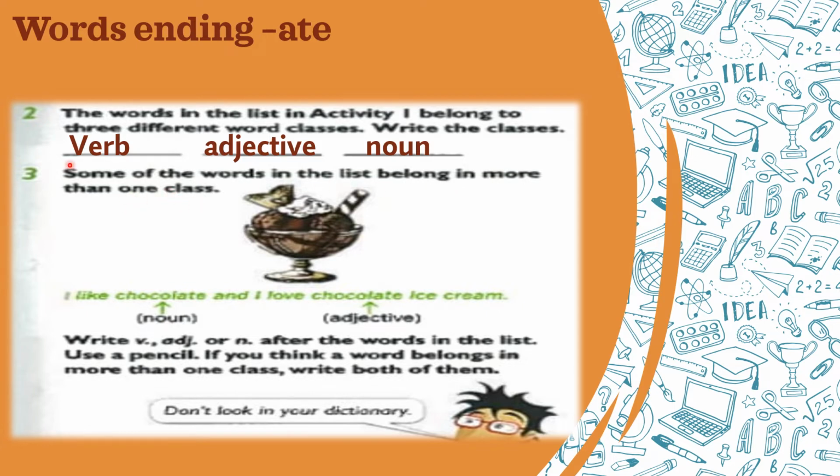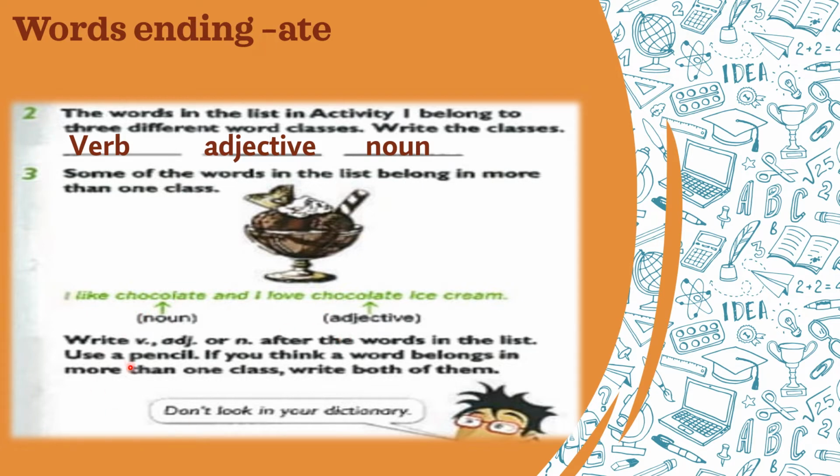يعني في منهم إجا مش بس verb، لا verb and adjective, or we can use them verb and noun, and so on. Like what? Look at this example. I like chocolate and I love chocolate ice cream. Look at the first one. I like chocolate. Chocolate here is a noun. But in the second sentence, I love chocolate ice cream. Chocolate here describes the noun, so it's an adjective. So the word chocolate comes as a noun or adjective.